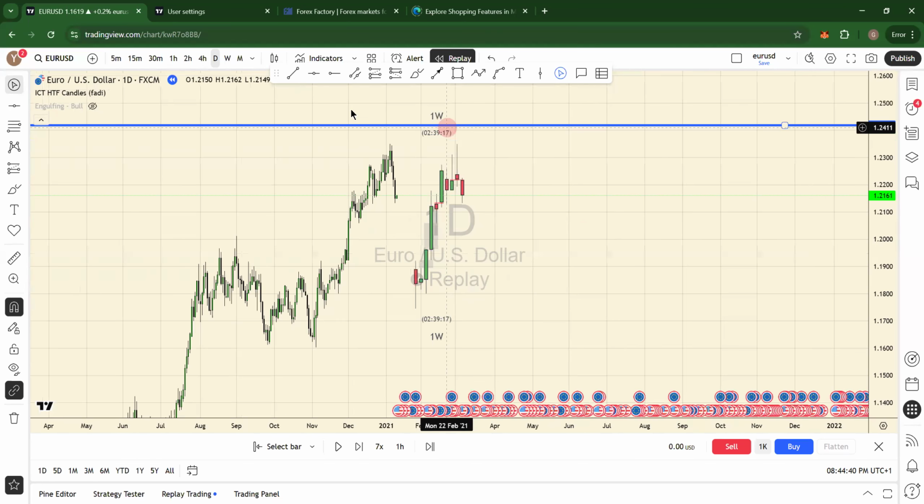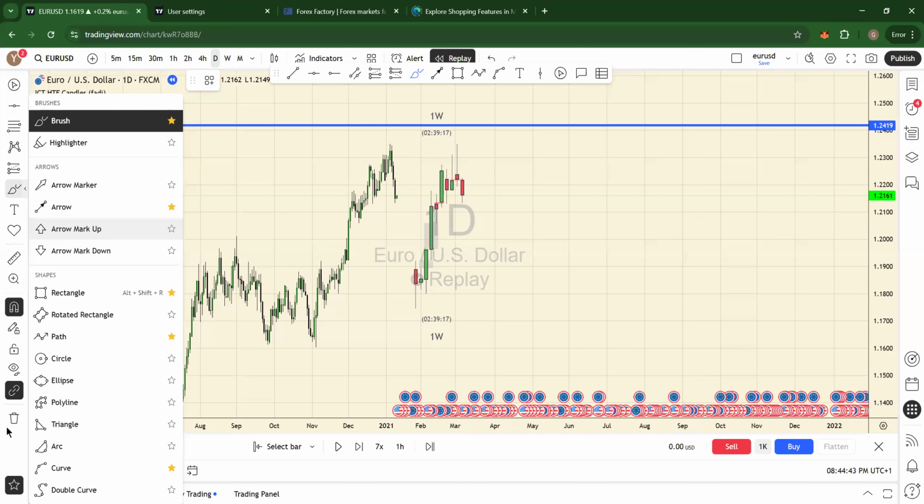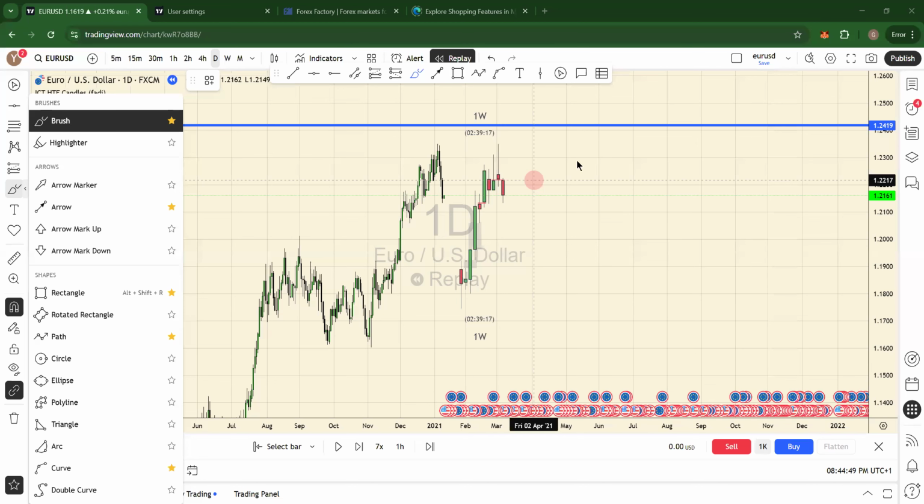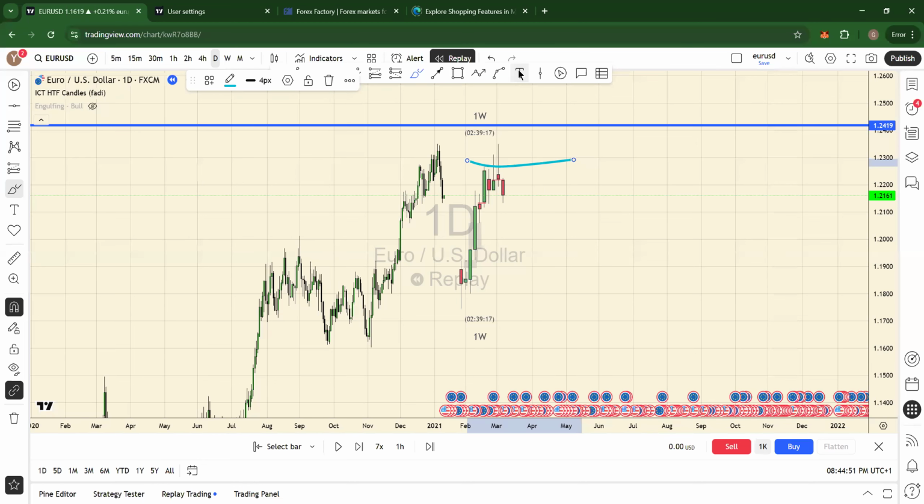So yesterday we talked about fair value gaps, right? We have already talked about other blocks. We have talked about fair value gaps, and now we are going to talk about breaker blocks and mitigation blocks. Okay, so quickly tell me on the chat what is a breaker block and what is a mitigation block.